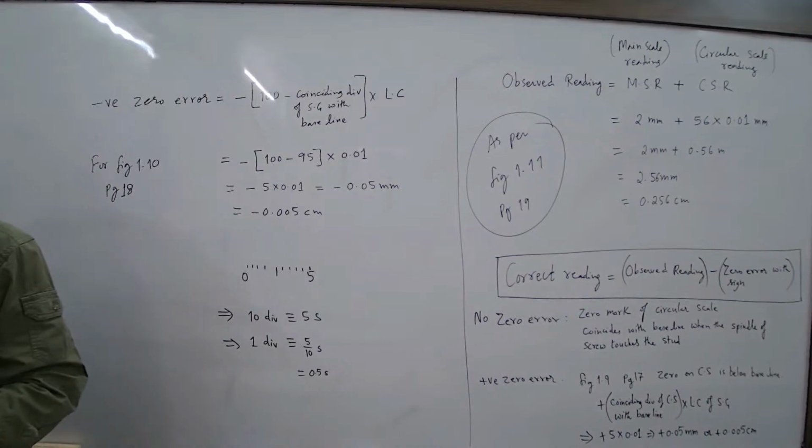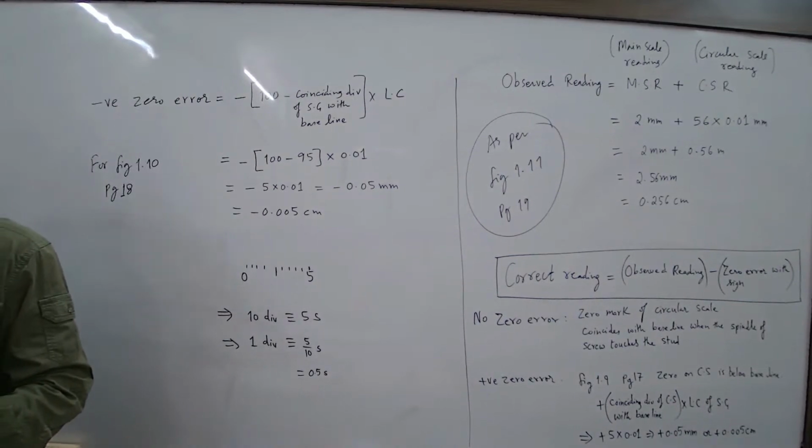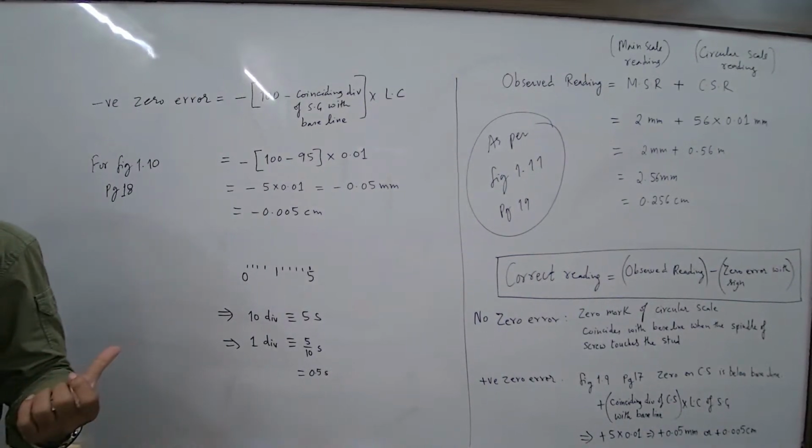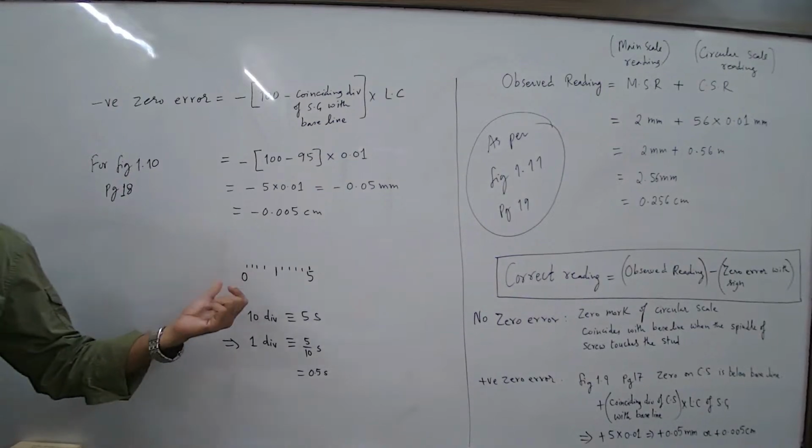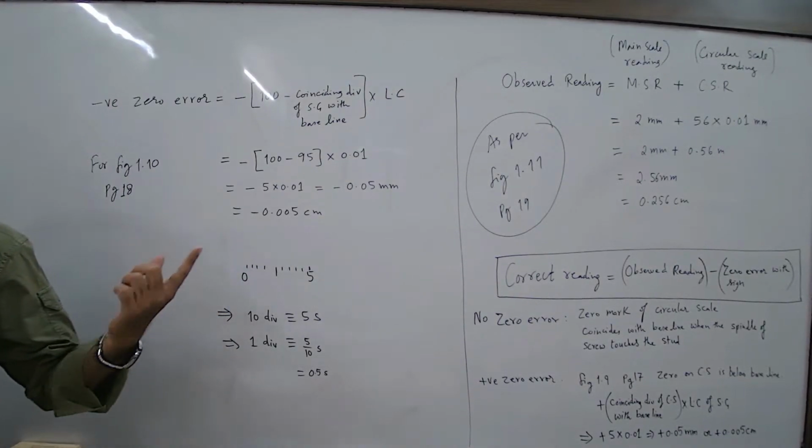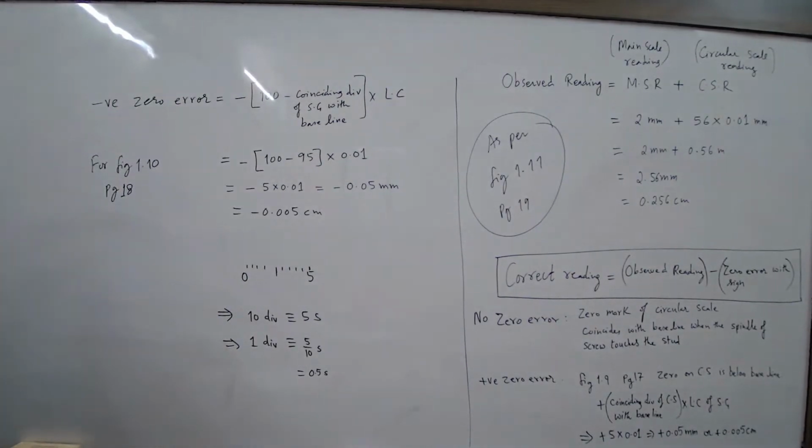Understood? By definition of least count, it is the smallest measurement. So smallest measurement has to be the value of one division. Okay? So that's how it is.